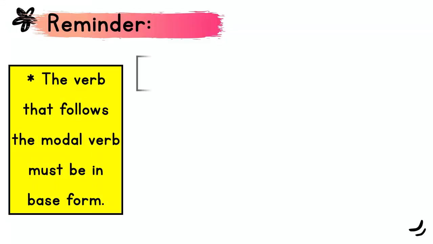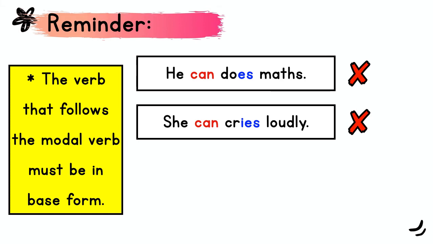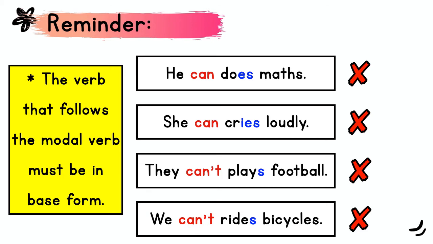Alright, so it means he can does math is wrong. She can cry loudly is incorrect. They can't play football. No, it's not correct. And we can't ride bicycles. No, it's wrong. So, as I've said, the verb that follows the modal verb must be in the base form with no es, no ies, no s, no ing, no ed.